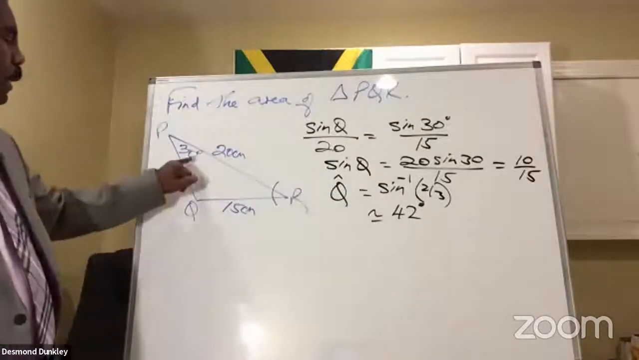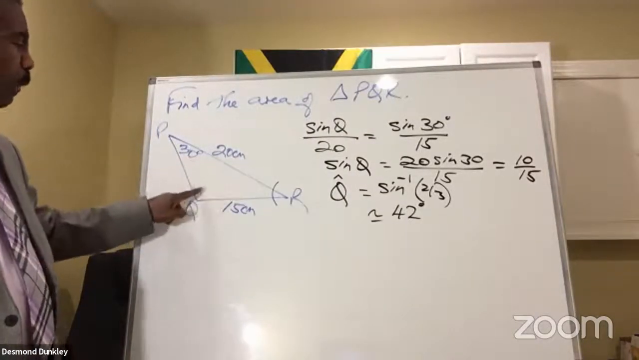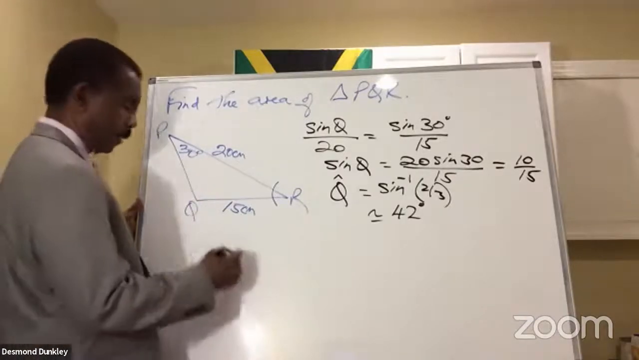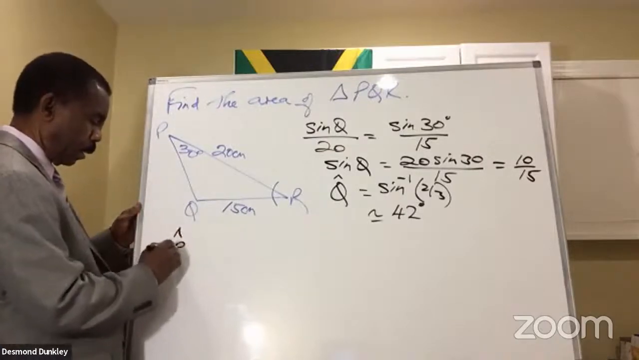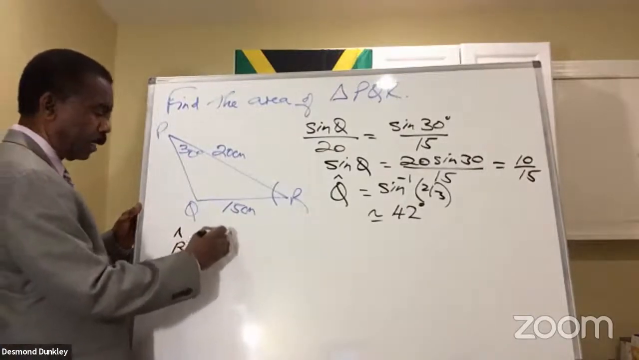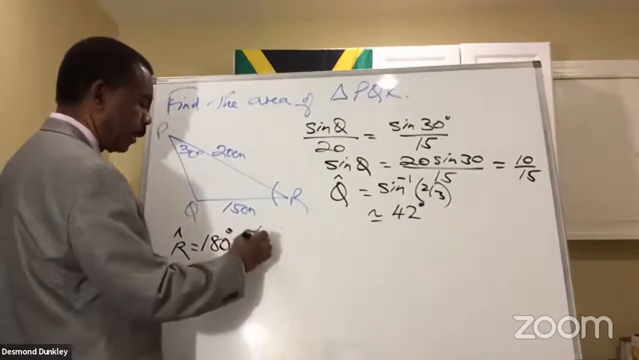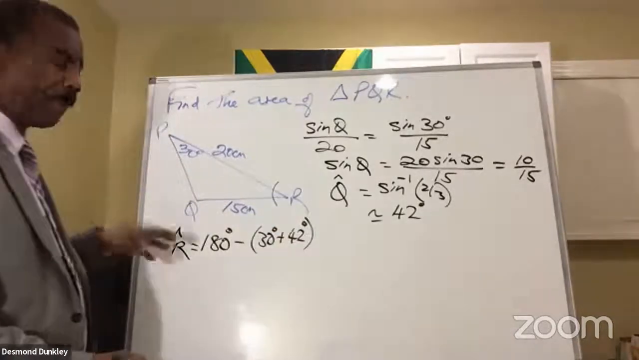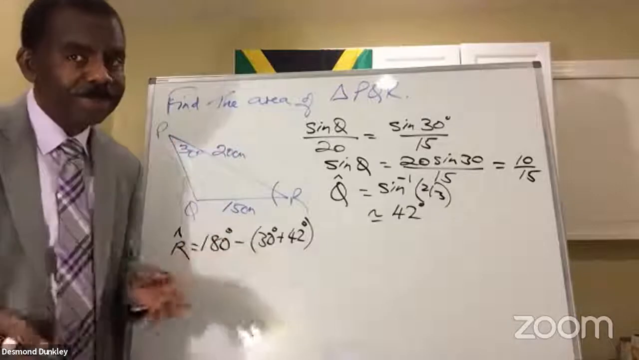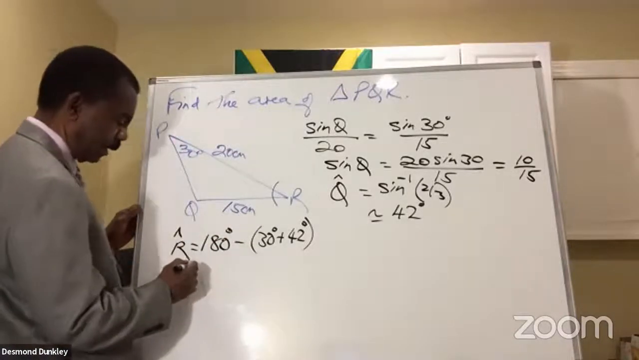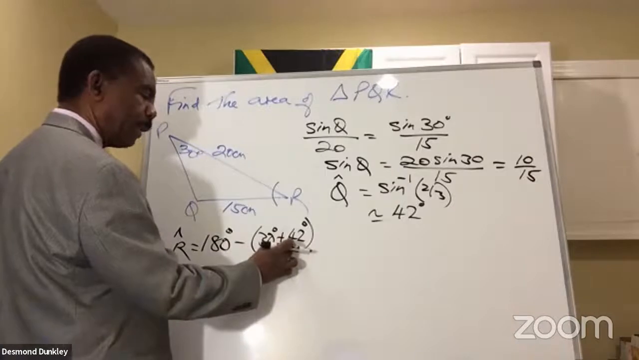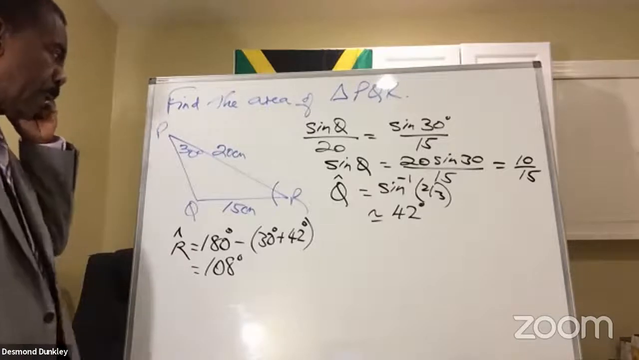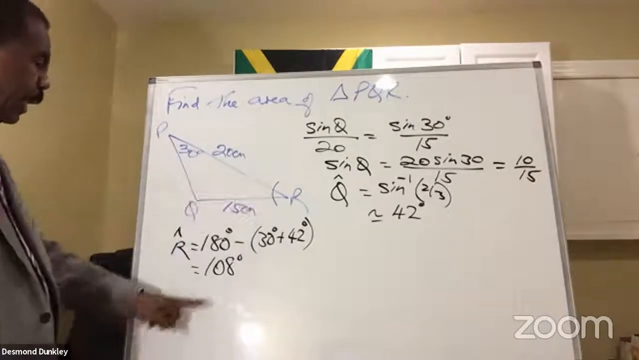So now we know this is 30. We know this is 42. Okay? And now we need to find R. So the measure of angle R is equal to 180 degrees take away 30 degrees plus 42 degrees. Of course, you realize that my diagram is not to scale. But that's okay. 30 plus 42 is 72, so it's going to be 108 degrees. So now we know that angle R is 108 degrees.